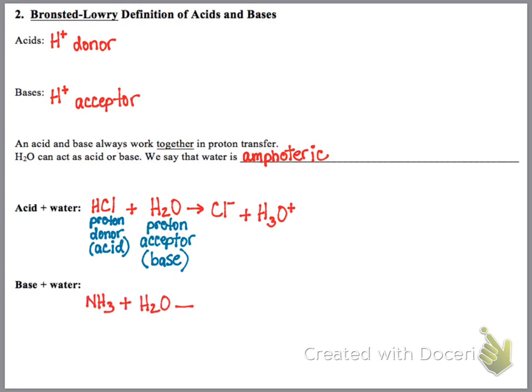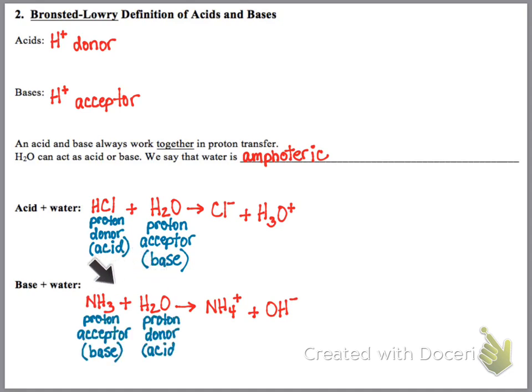If I have a base, like ammonia, and I add ammonia to water, ammonia is going to accept a proton from water. So ammonia is a proton acceptor, which means it acts as a base, and it makes NH4+, it has accepted a proton. And water, because water has lost a proton and become OH-, we say that water has acted as an acid. So this is a good example of how water, depending on what it's with, can act as a base or act as an acid, which tells us that water is, again, amphoteric.